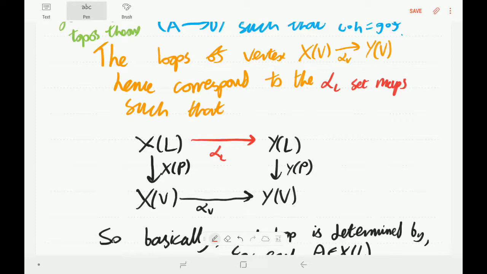And then what about the lone vertices, the sort of bald vertices of y to the x? Well, they just correspond to mappings from x of v to y of v which are not part of any morphisms from x to y. So they're kind of unrepresentable, well, unmorphism-representable vertex set maps, if you like.